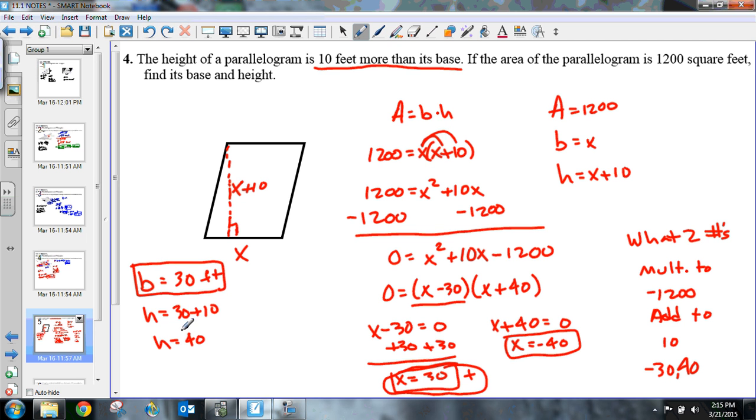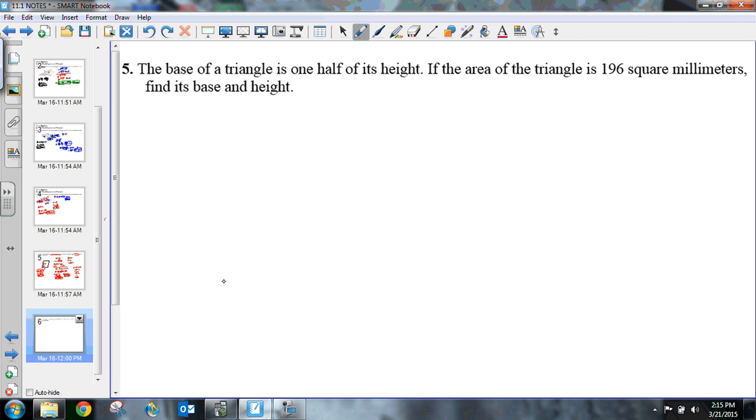I can verify that these are the right numbers because if I take 30 times 40, I'm going to get an area of 1,200. Okay, so that's how we do number 4. Let's take a look at number 5.